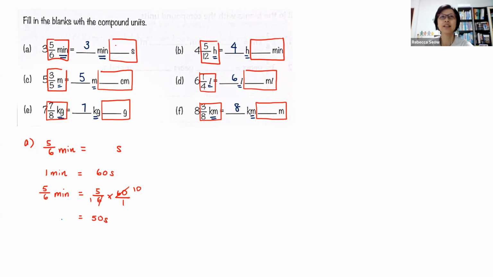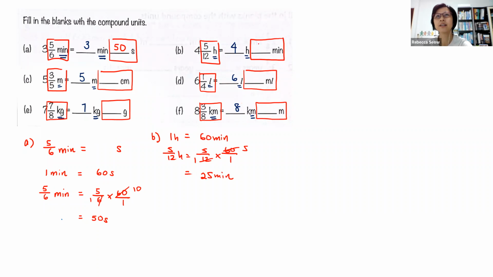50 seconds. And therefore, I will place 50 over here in the second blank. Similarly, I will do the 5 out of 12 hours and convert it into minutes. So between hours and minutes, we're looking at 1 hour, 60 minutes. So 5 out of 12 hours will be 5 out of 12 times 60. So do a cancellation, it will be 25 minutes. So 4 hours, 25 minutes.